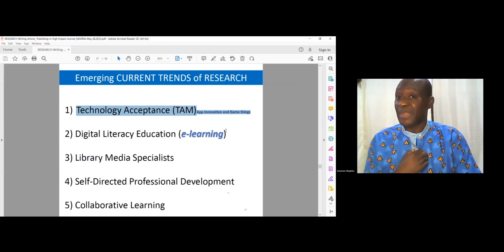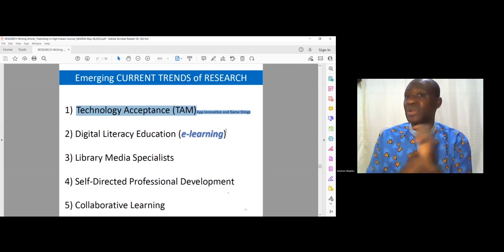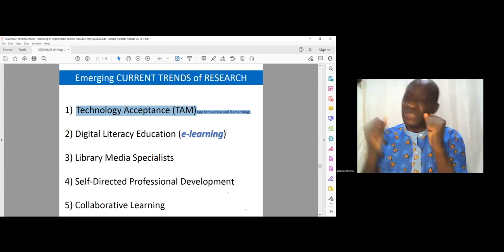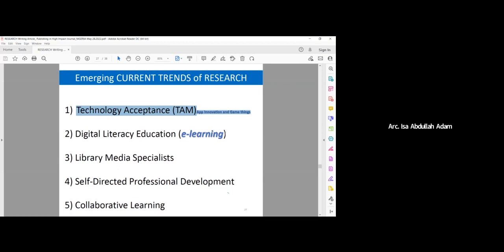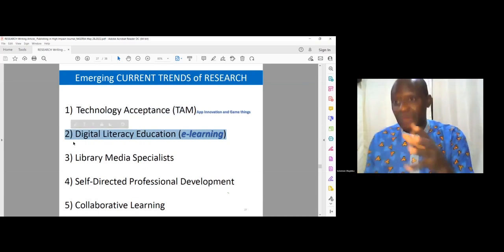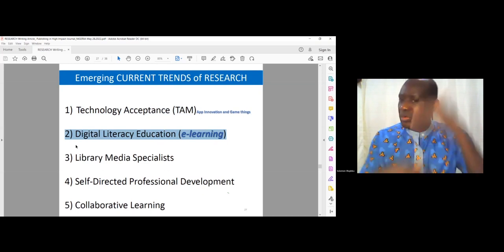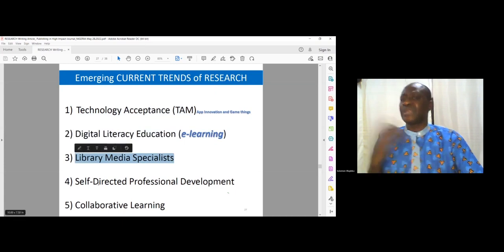Sure thing. If you are not relating your work to technology acceptance, publication may be a little bit hard. Maybe you are not talking about e-learning, which is what is happening now. What we are doing now is e-learning.